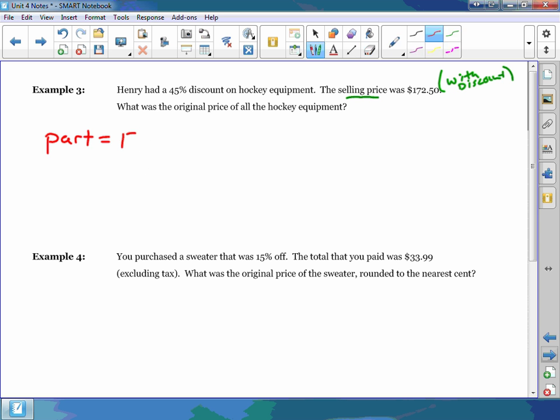This number here was calculated after the 45% discount. So this number represents 45% of the original amount, or some other percent of the original amount? Isa? It would be 55% of the original amount, right? Because if Henry paid full price, he's paying 100%. No, he had a 45% discount. Okay, so then he paid 55% and ended up at 172.50. So there's your parts. The percent we're going to use in this case is 55%.